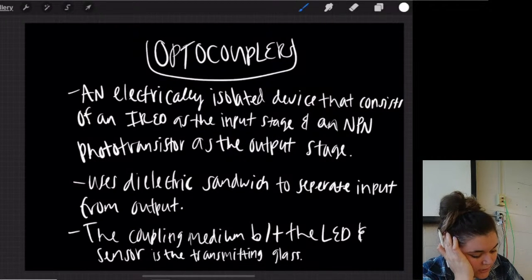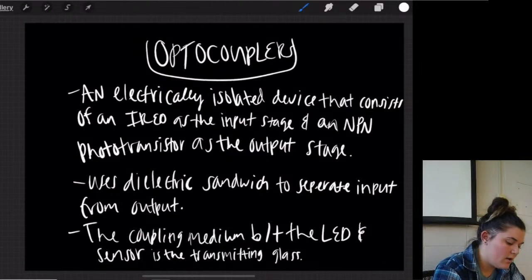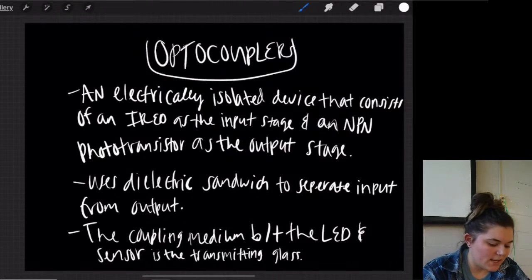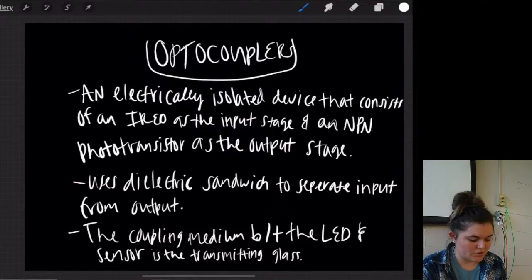Optocouplers: an electrically isolated device that consists of an IRED as the input stage and an NPN phototransistor as the output stage. It uses a dielectric sandwich to separate input from output. The coupling medium between the LED and sensor is a transmitting glass.